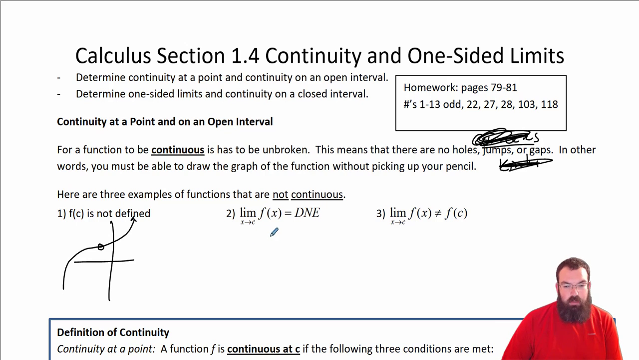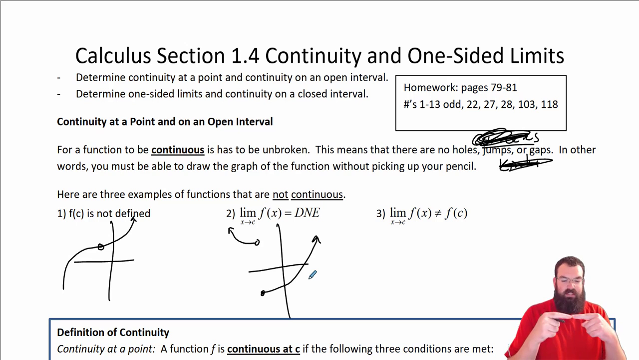Number 2, the limit does not exist. That means something could look like this, and then something could look like that. Because the limit from both sides is not the same value, one is above, one is lower, one's open, one's closed, the limit doesn't exist. Therefore, it's not continuous.